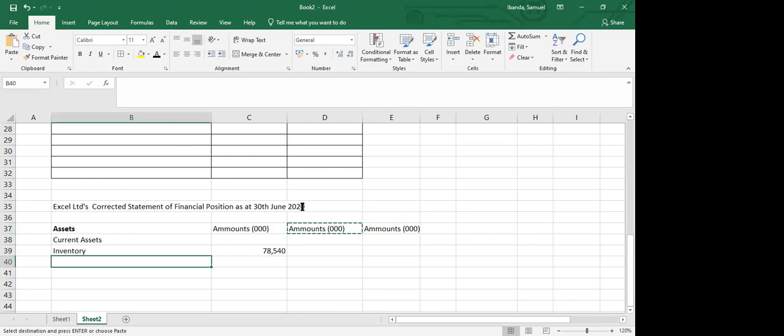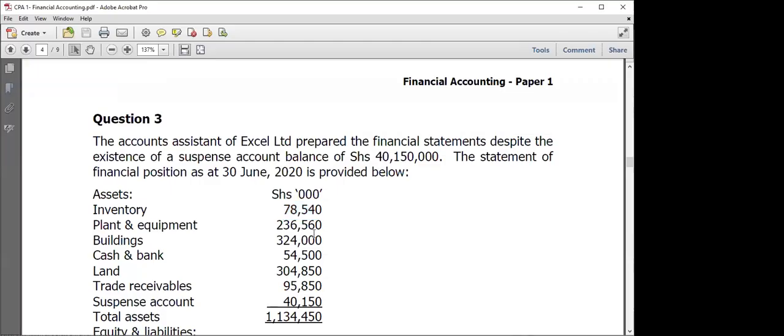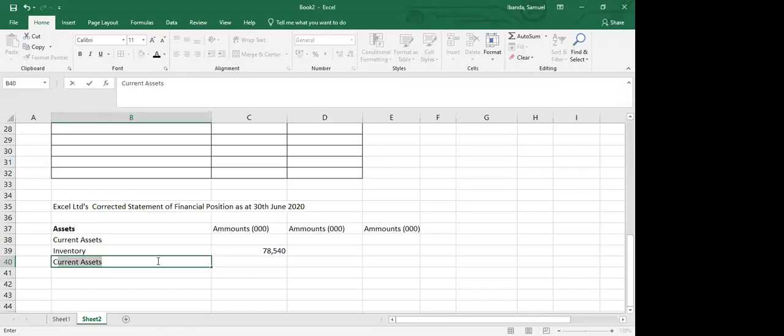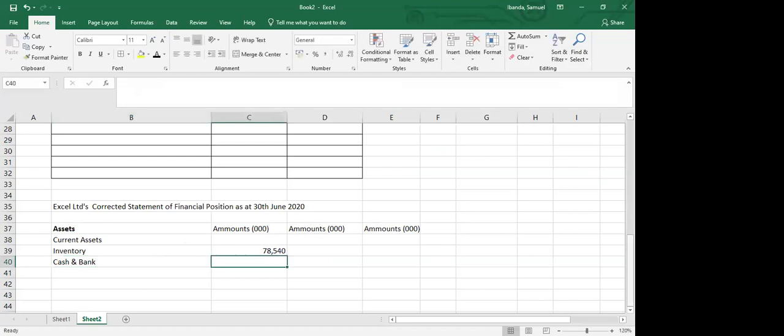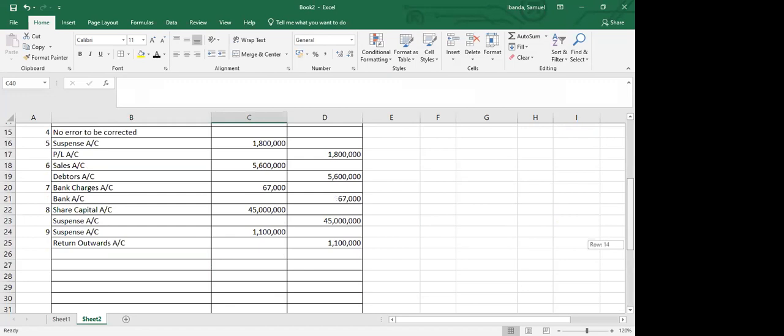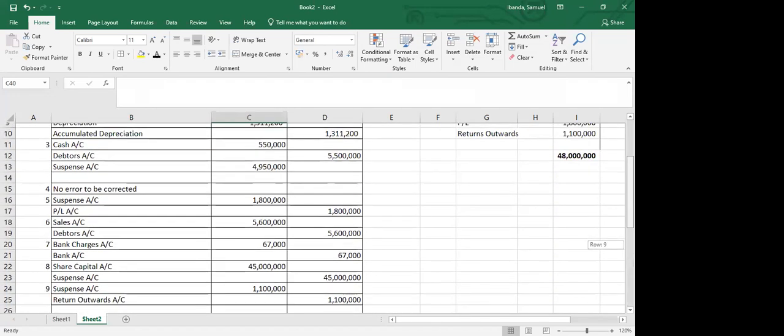Now, the other that I'll be looking at is my cash and bank. Cash and bank has some changes on it. So anything that has cash and bank on it, we are going to affect it. So you can try to do working.